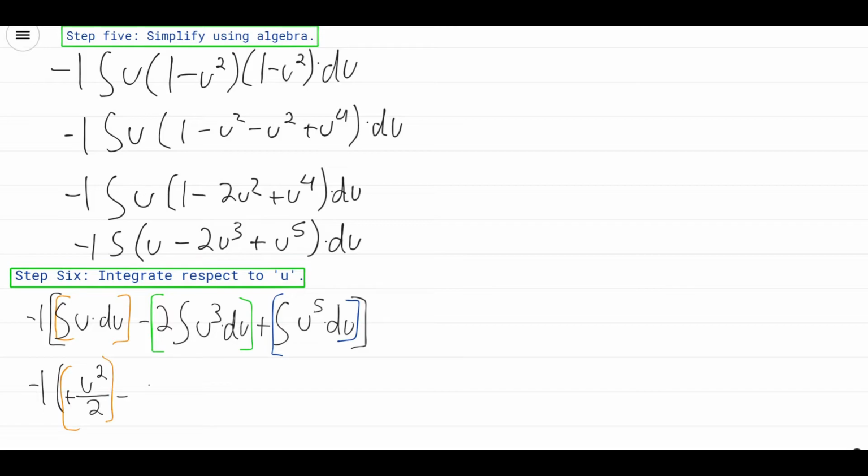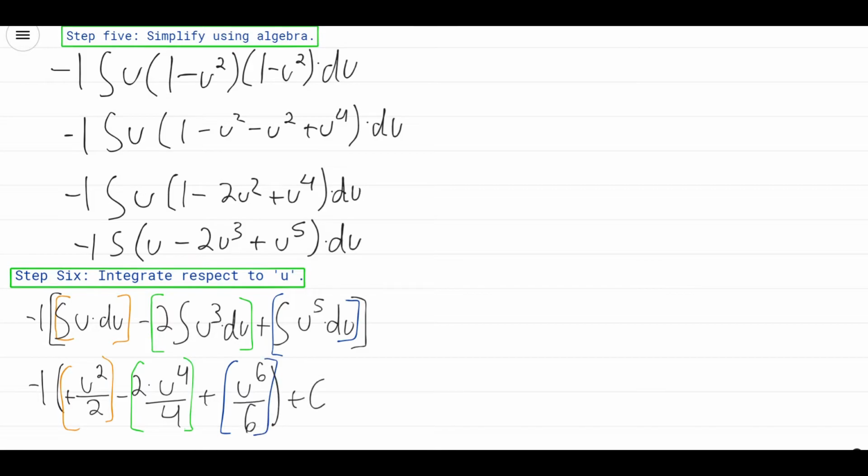When I integrate the second term in the green brackets, u cubed is u to the 4th power over 4 times the 2 constant that's right in front of it. And when I integrate what's in the blue parentheses, u to the 5th is u to the 6th power over 6, and of course plus c.